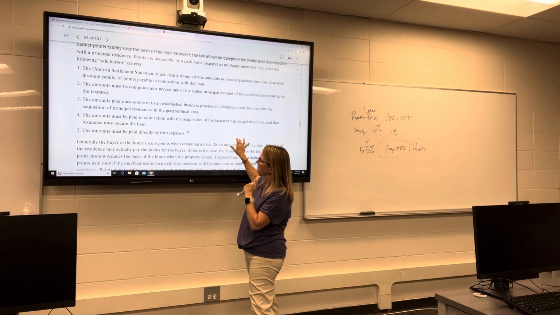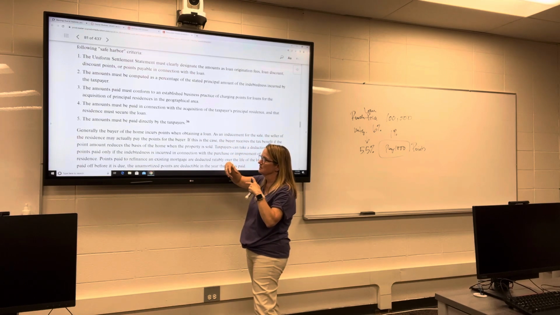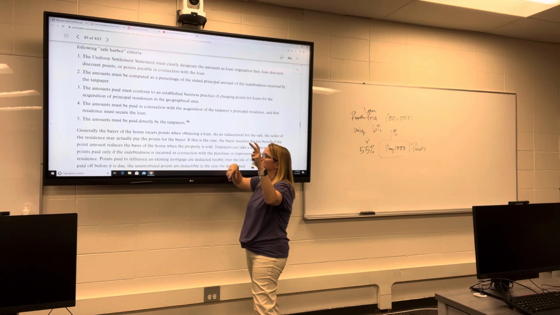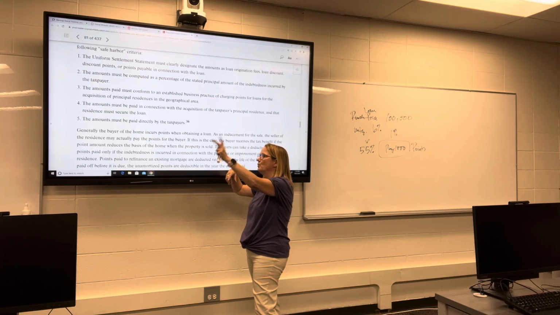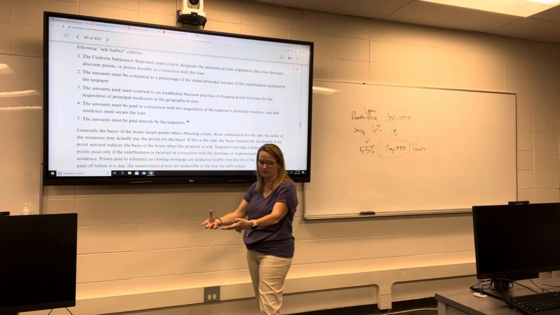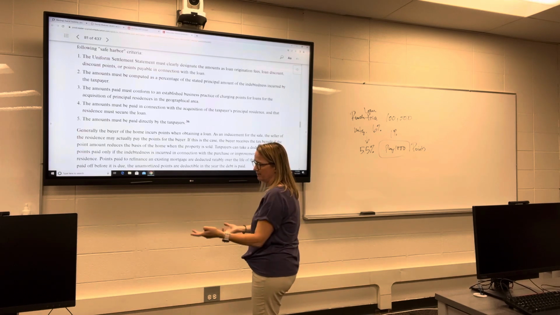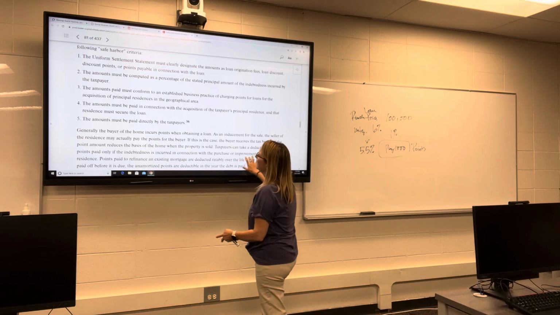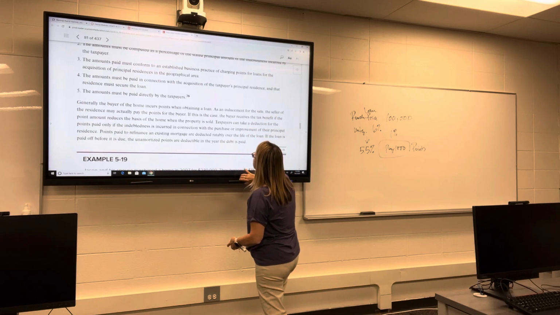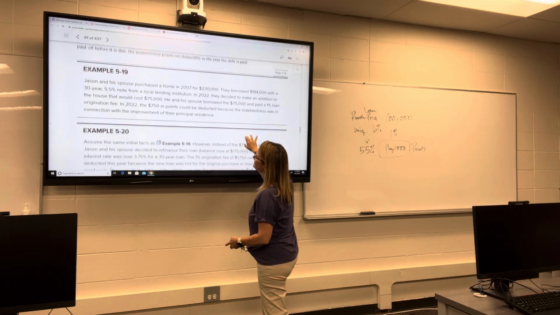Amounts must be paid directly by the taxpayer. If the seller pays the points on your behalf, then you don't get a deduction for it. Like if, to entice you to buy it, they say, hey, we'll pay those points for you. Yes, and all that. So here's an example.